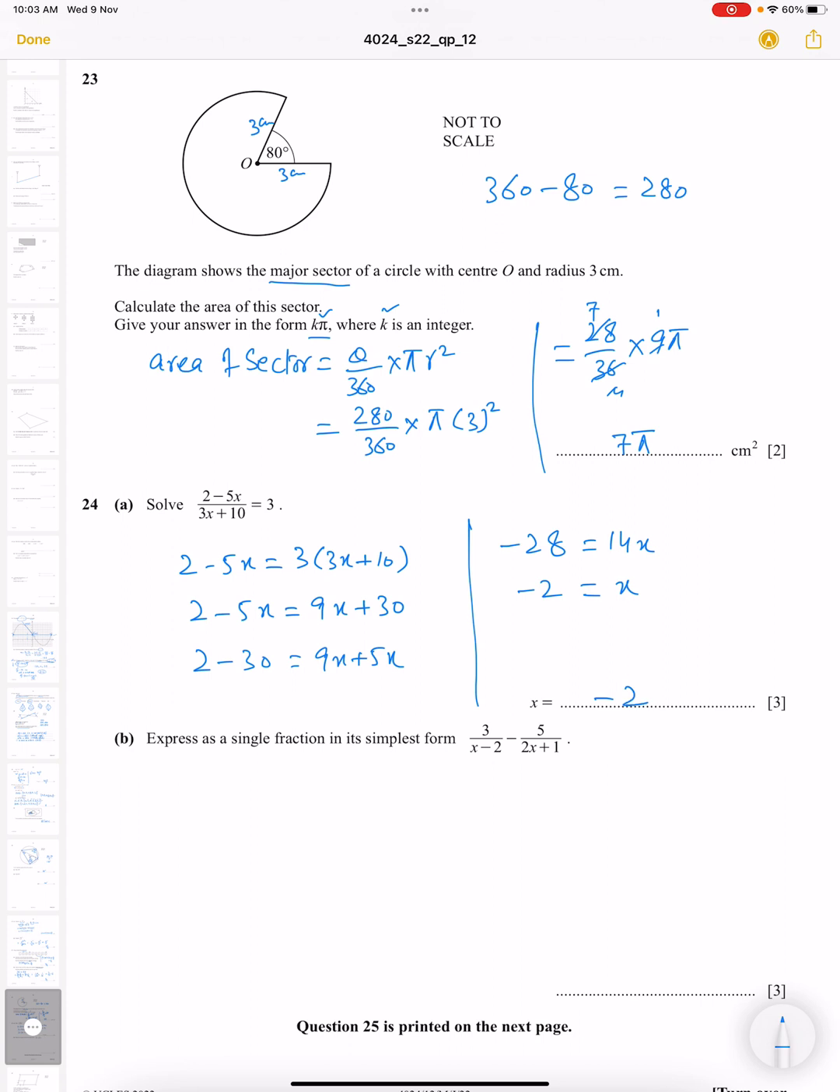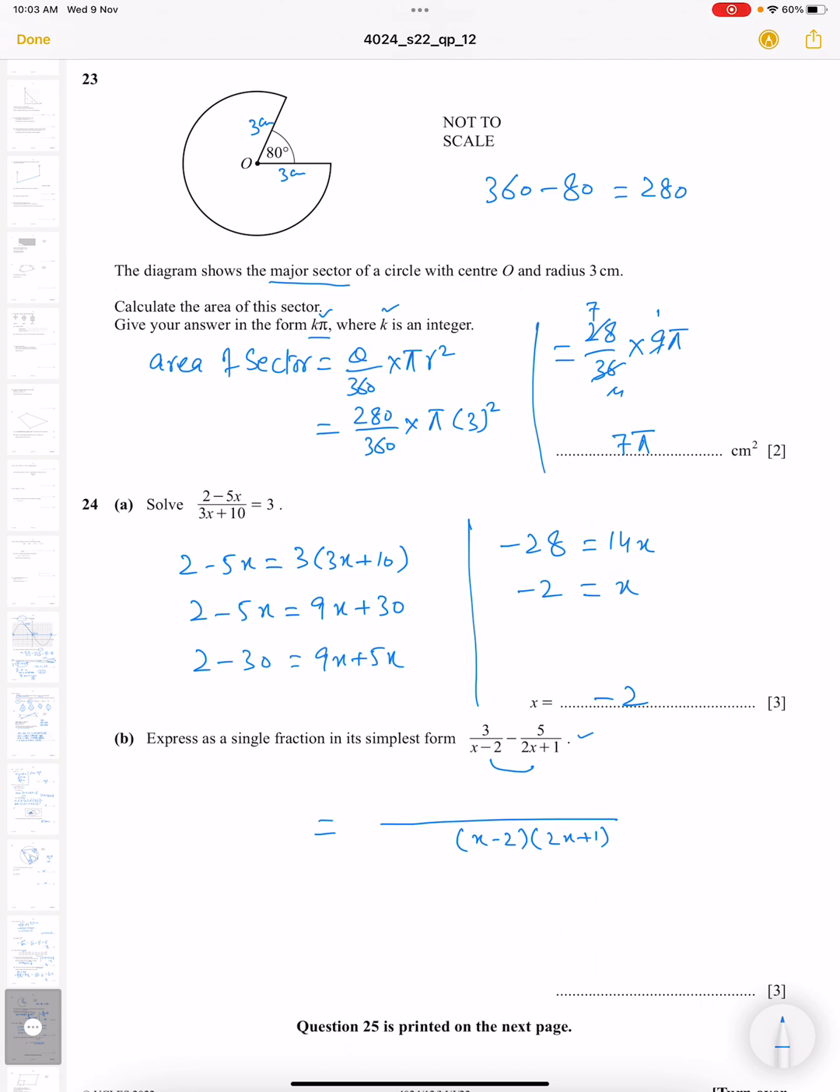Next part, these questions are basically simple. You should have a strong grip over algebra so that you don't lose any marks in these kinds of questions. You have to express this as a single fraction. So the product of these denominators will be the LCM, x minus 2 times 2x plus 1.